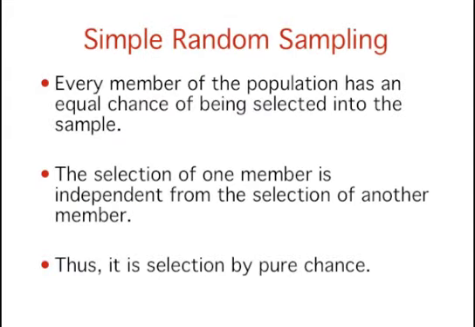As you might imagine, it is very easy for a sample to be biased. Thus, there are strategies that researchers adopt in an attempt to eliminate or decrease the bias in their sample. One of these strategies is the use of simple random sampling. Simple random sampling occurs when every member of the population has an equal chance of being selected into the sample. In addition, the selection of one member is independent from the selection of another member. In theory, then, the strategy of simple random sampling involves selection into a sample by pure chance.